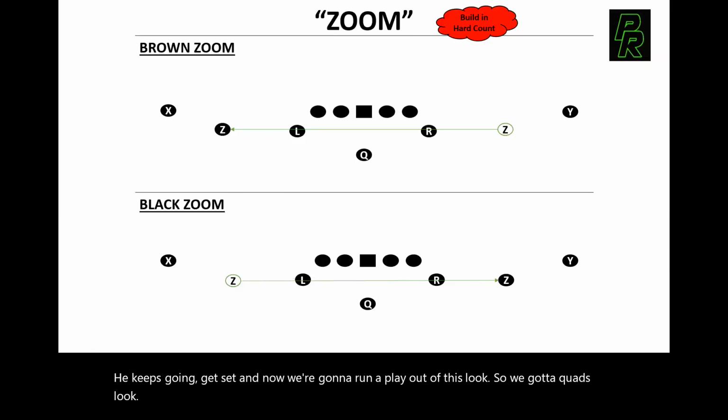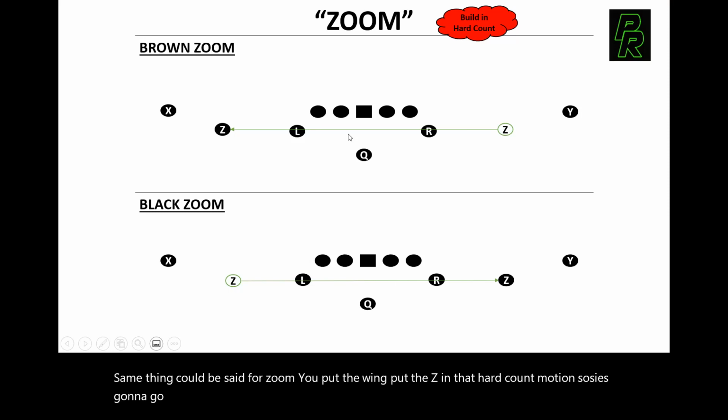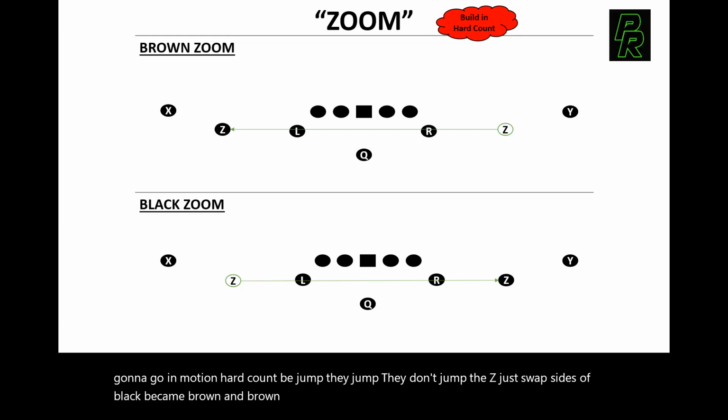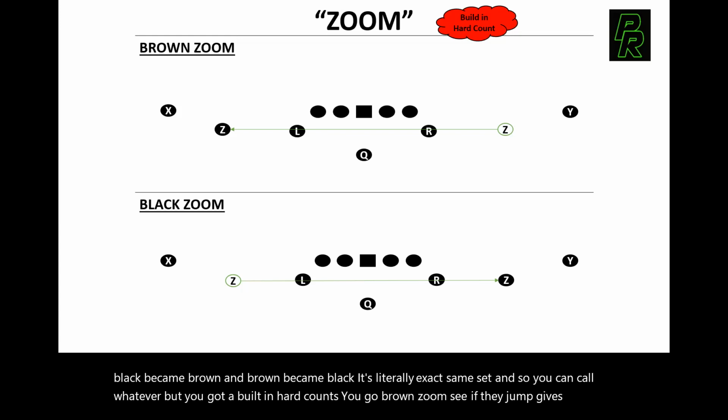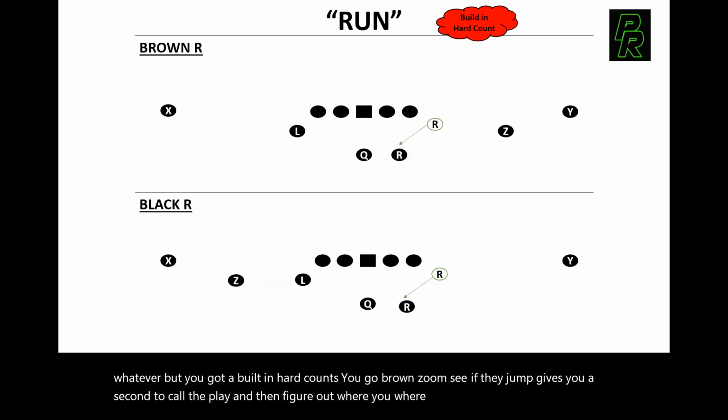Same thing can be said for zoom. You put the wing up, put the Z in that hard count motion. So Z's going to go in motion, hard count. They jump, they don't jump. The Z just swapped sides. So black became brown and brown became black. It's literally the exact same set. And so you can call whatever, but you got a built-in hard count. So you go brown zoom, see if they jump, gives you a second to call the play, and then figure out where their better players are or where you want to go to.